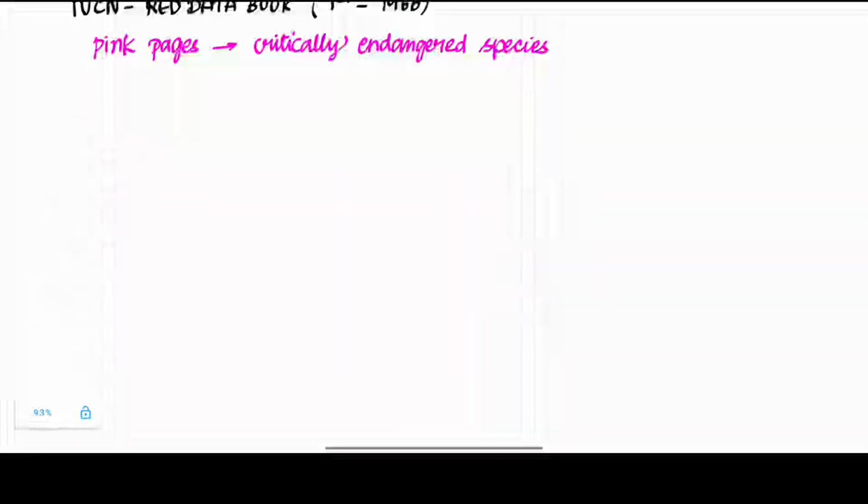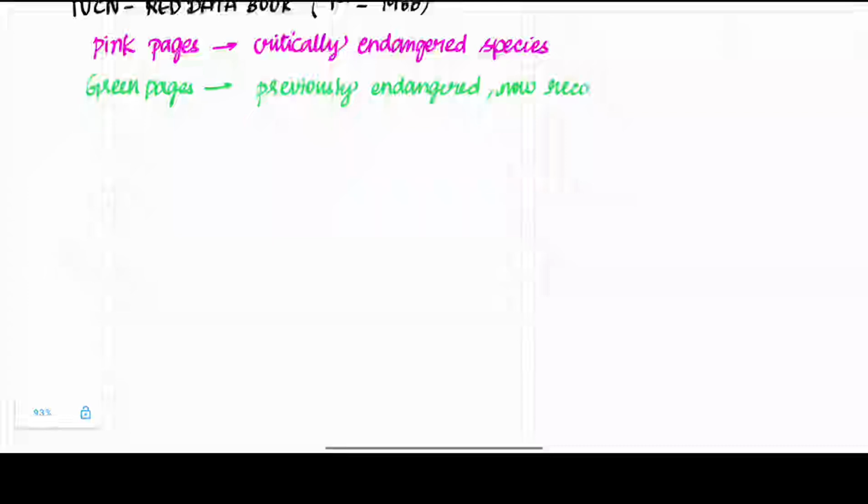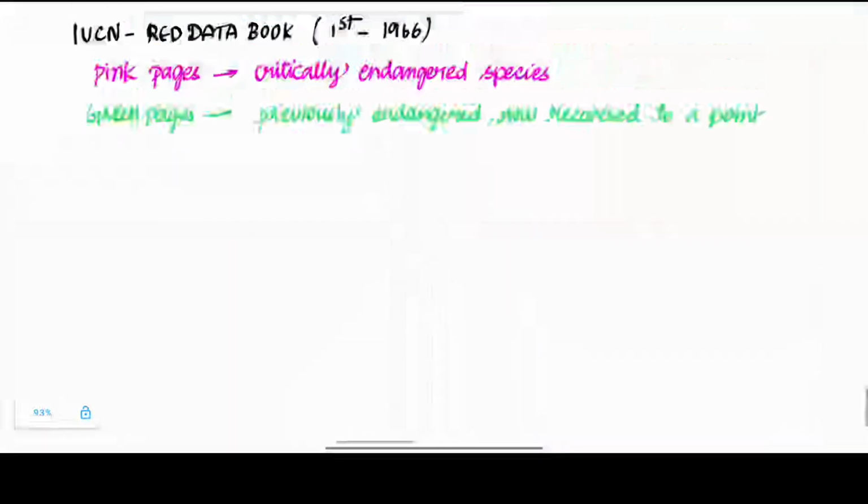And we also have the green page. A green page species was previously endangered, but now it has recovered. That's all. Now we have to know the order and details related to the IUCN list for species.